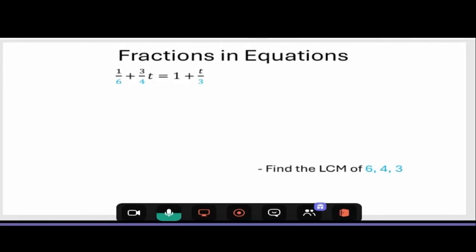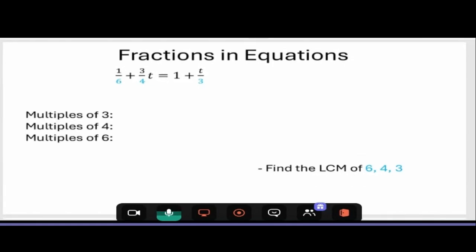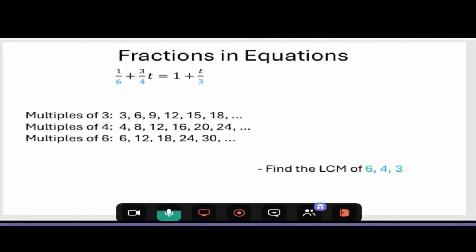First, we need the lowest common multiple of all of the fractions' denominators, 6, 4, and 3. What's the smallest thing that all three of them go into? You might just be able to spot that one, but if not, let's list off the multiples of 3: 3, 6, 9, 12, 15, and so on. Okay, now multiples of 4. We can keep on going further if it turns out we need to. Multiples of 6: 6, 12, 18, 24, and so on. And then look for the first thing that appears in all three lists. It is 12. The lowest common multiple is 12.